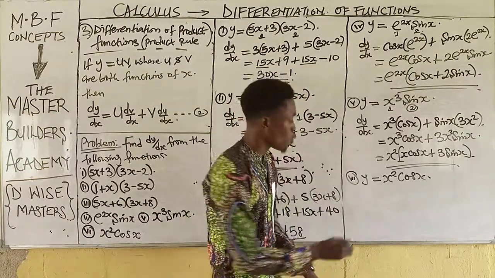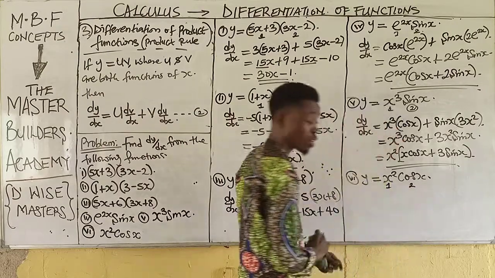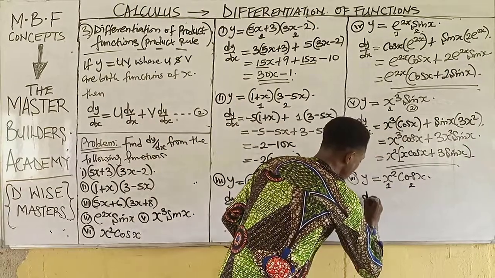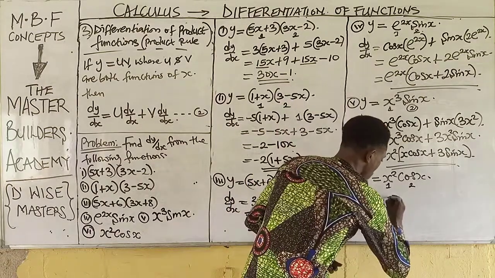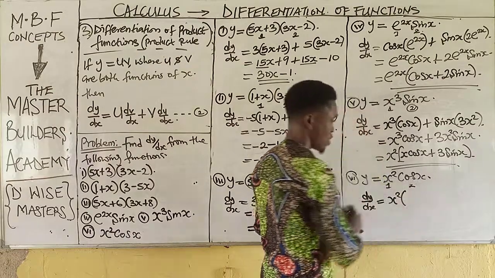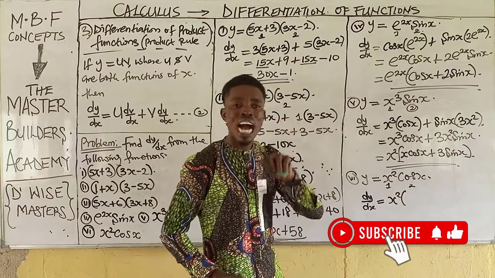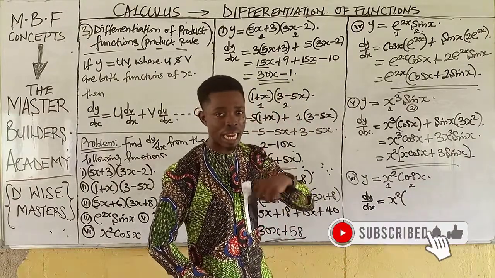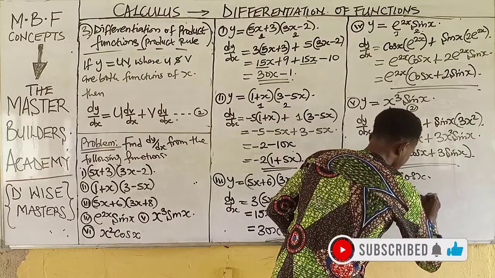And how do we do that? We identify the first function and equally identify the second function. Now, we have dy over dx is equal to, now pull down the first function, which is x squared, multiplied by the derivative of the second function. And when you differentiate cos x, guys, you have negative sine x. Then this will give us minus sine x.